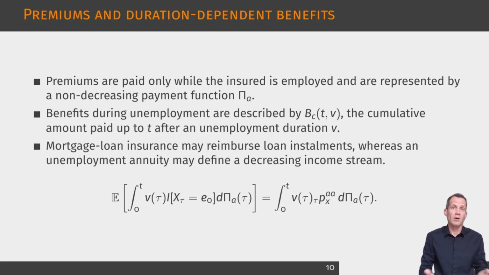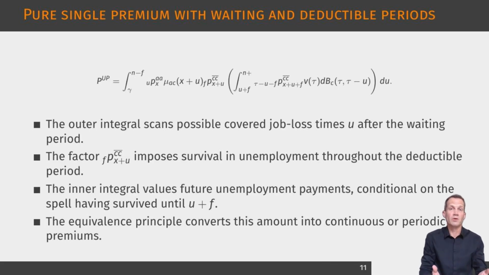In an unemployment annuity, the insurer may pay an income stream whose amount decreases over time, for example linearly. In both cases, the benefit is paid only if the spell has survived the deductible period and if the job loss occurred after the waiting period. The general expected present value of benefits is therefore built by integrating over possible job loss times and future payment dates, while imposing survival in unemployment between these dates. The pure single premium shown on the slide is the expected present value of the insurer's future unemployment payments under the waiting period and deductible period clauses.